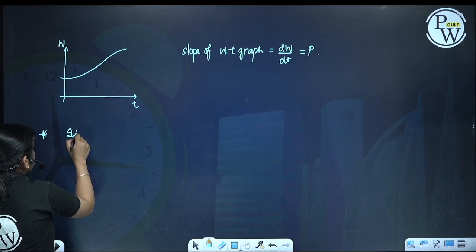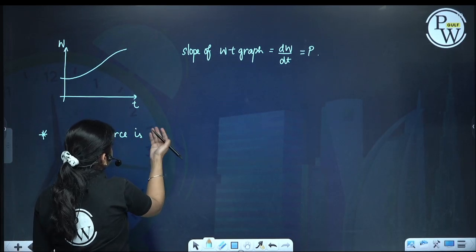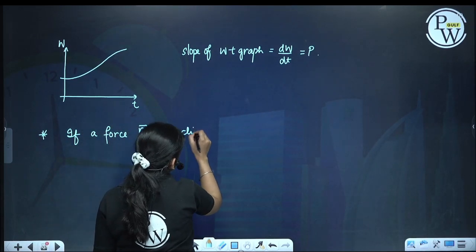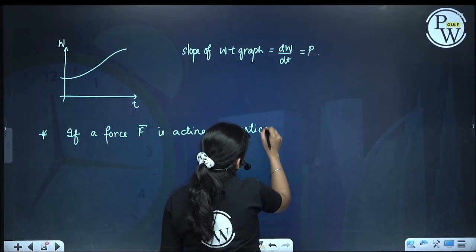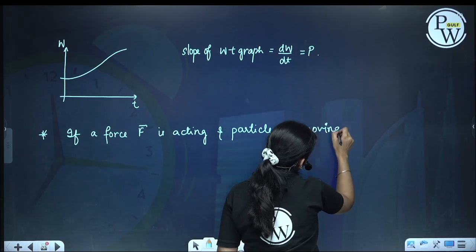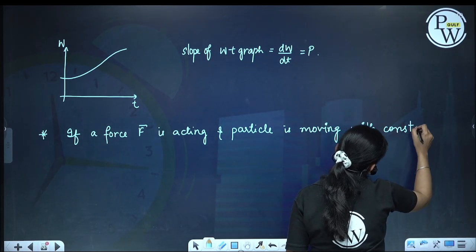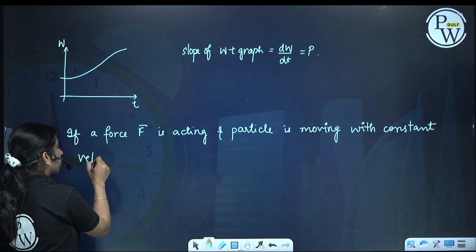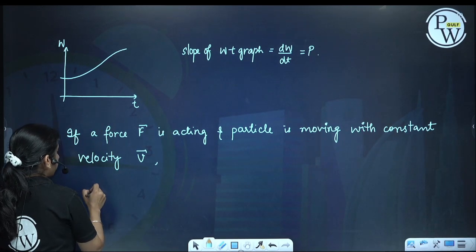Now if a force F is acting and the particle is moving with constant velocity v vector, then what will be my power?